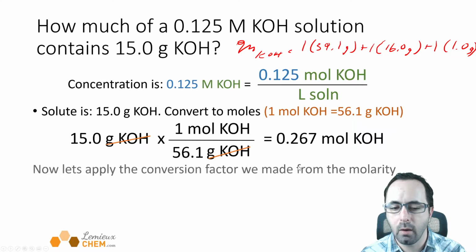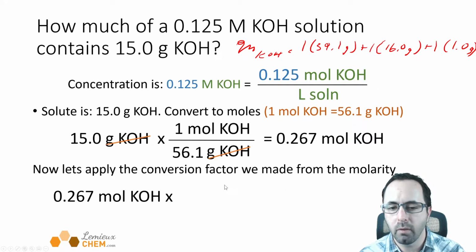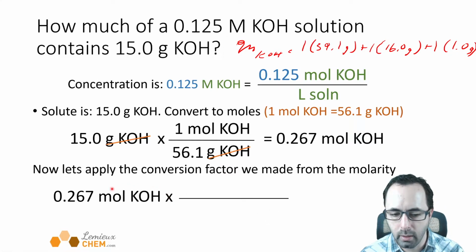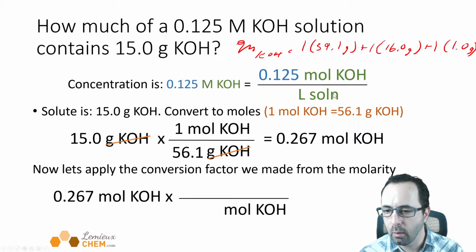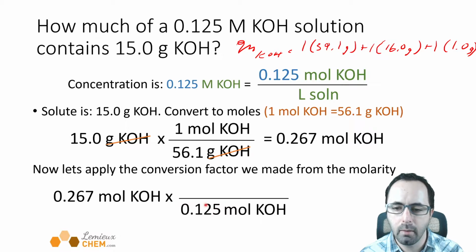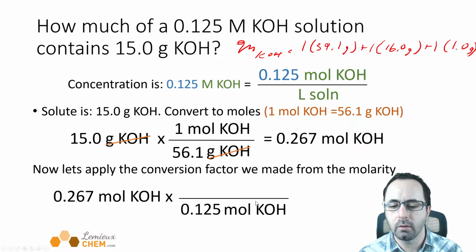So now we'll carry that down, and we're going to apply the conversion factor we made from the molarity. So we have 0.267 moles of KOH carried down from right here. And again, always whatever unit is here, it better go right down here. So we copy that unit down, and now we see that our conversion factor here with concentration has moles of KOH in it. And the number that goes with that is 0.125. So we're going to put that right there. And the other side is going to be per liters of solution. The moles of KOH cancel, and this liters of solution goes right there.